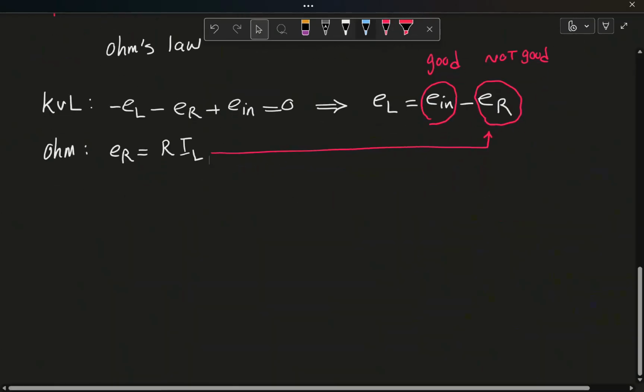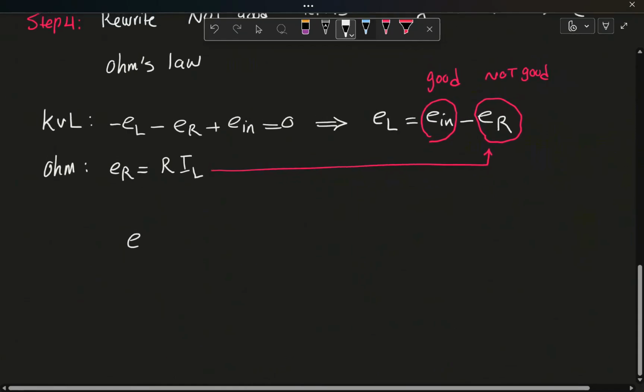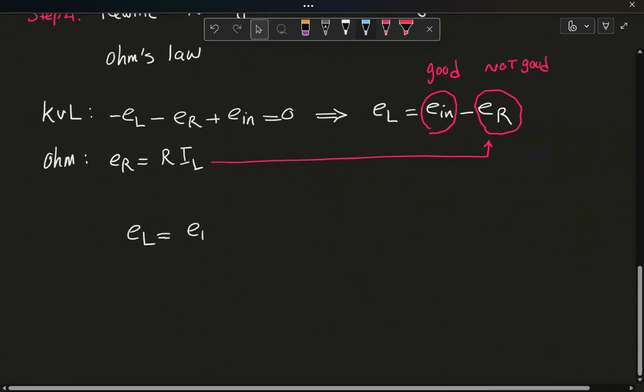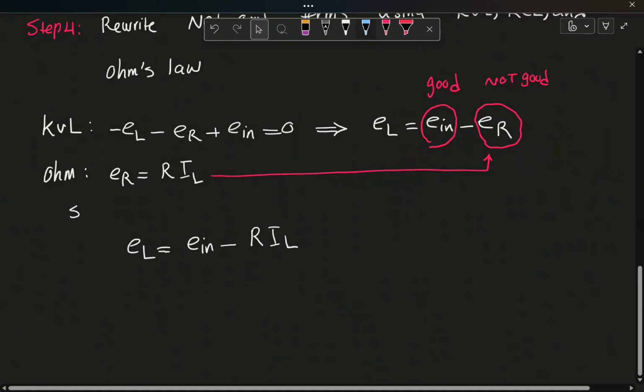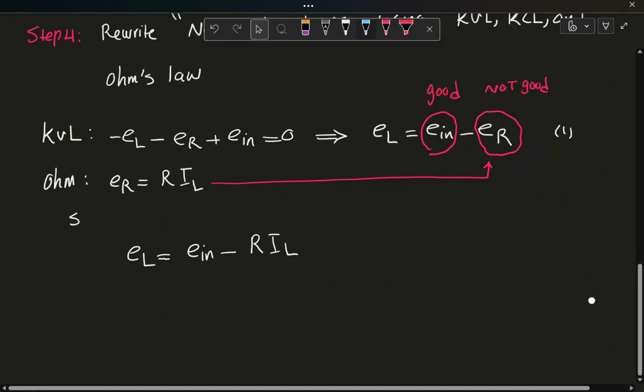So at the end, you're going to have EL equals EN minus R IL. Let's say that this is equation 1. This is equation 2, which is the Ohm's law. Substituting 2 in 1, you will have EL equals EN minus R IL.